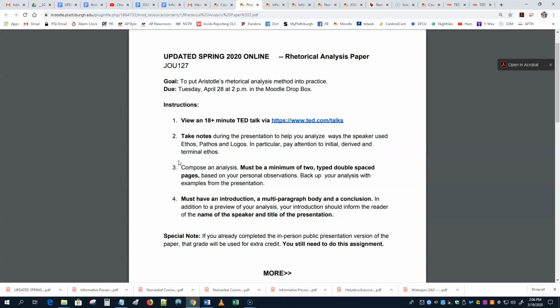The due date is very near the end of the semester, the week before last, in the Moodle Dropbox. So you have plenty of time to do this, but again, just fit it in where you can, and if you want to submit it early, you certainly can.